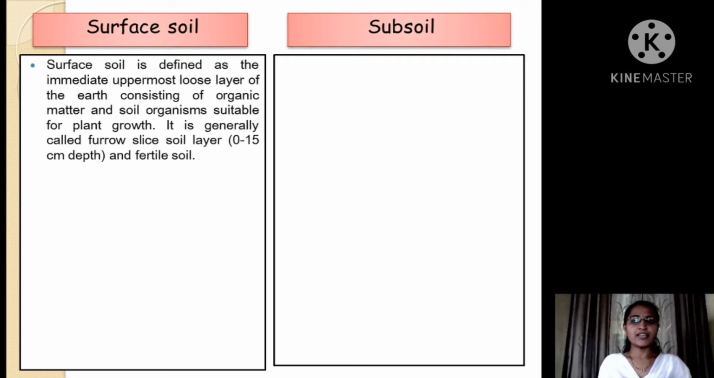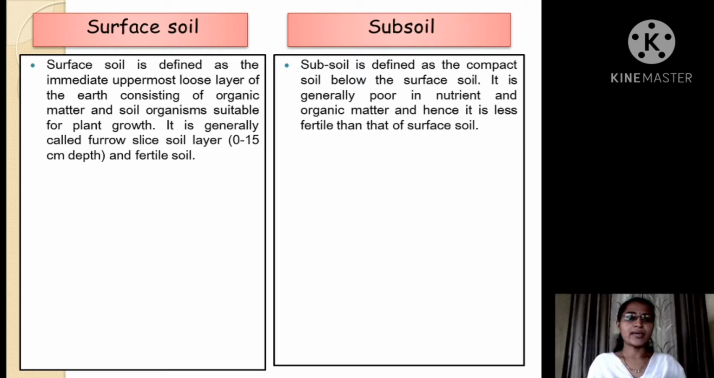Surface soil is defined as the immediate uppermost loose layer of the earth consisting of organic matter and soil organisms suitable for plant growth. It is generally called the furrow-slice soil layer and it is the fertile soil. What about the subsoil? Subsoil is defined as the compact soil below the surface soil. It is generally poor in nutrients and organic matter and hence it is less fertile than surface soil.